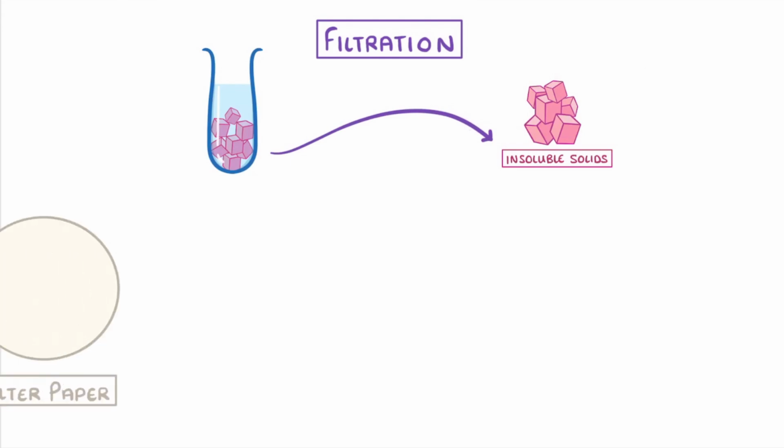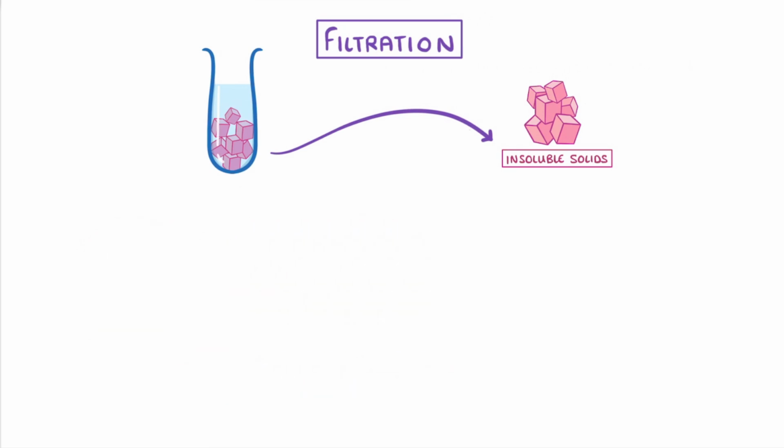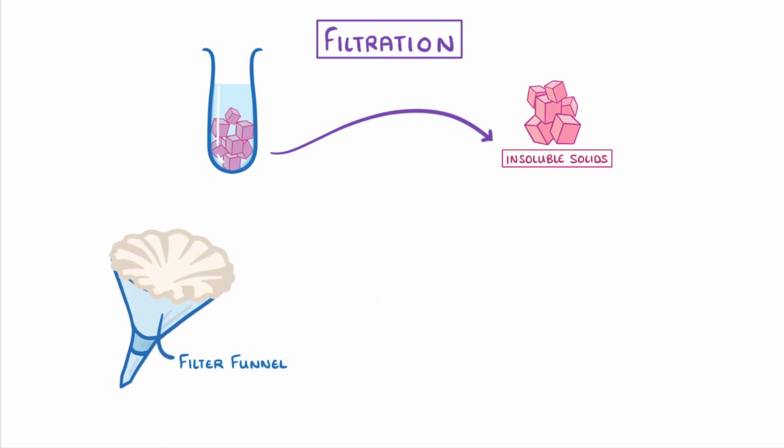The first and simplest technique that we're going to look at is filtration, which separates insoluble solids from liquids. This is basically the same process as using a sieve to separate food when you're cooking. But in chemistry, we normally use filter paper, which has lots of tiny holes in it that are small enough so that water can pass through, but not solids. We often place the filter paper within a filter funnel as well, so that we can easily pour our mixture through it, leaving the solid behind on the paper.